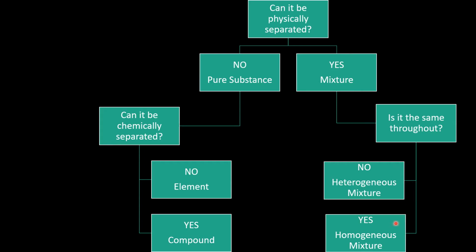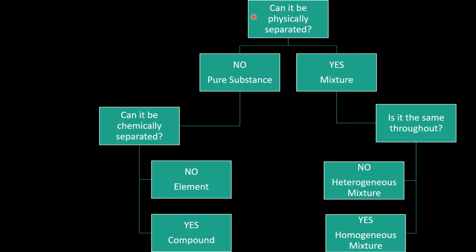If it is the same all the way through, every sample I take from it is the same, it looks the same all the way throughout, then we call that a homogeneous mixture. Some examples of homogeneous mixtures would be things like steel or air, things that when you look at them, look the same all the way through, and if I were to try to take samples of it from various places, they should be the same or very similar.